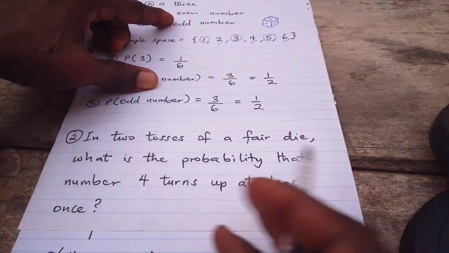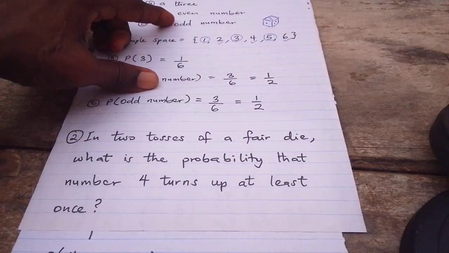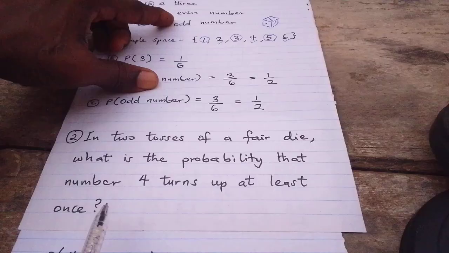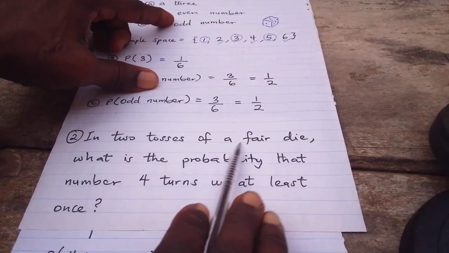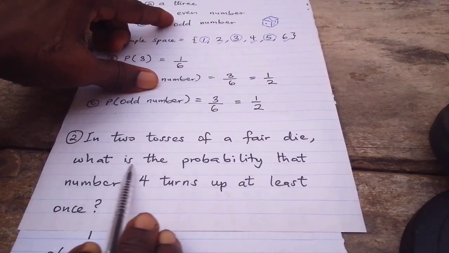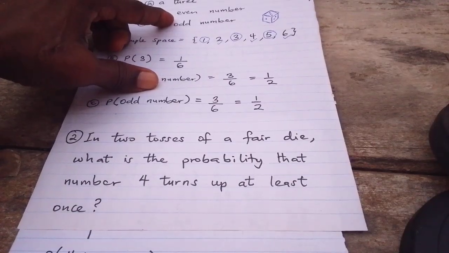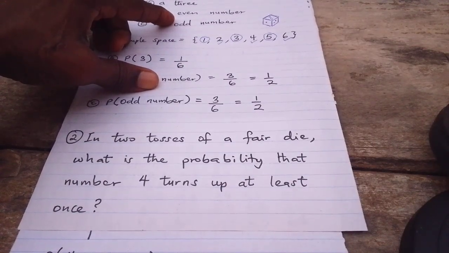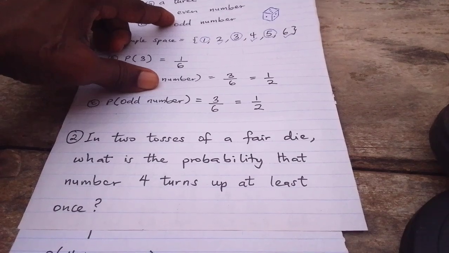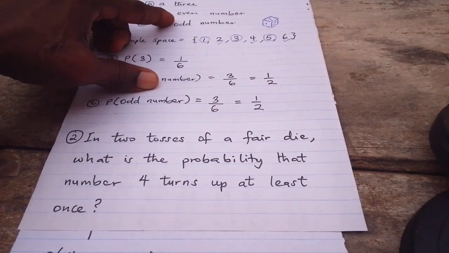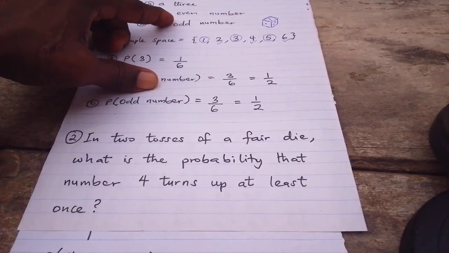So now, instead of having 6, if you now made the rule that you want 4 to turn up, they say in 2 tosses of a fair die, what is the probability that number 4 turns up at least once? So the number 4 can turn up once or it can be twice. Since the question says at least, that means it can be once, it can be twice.